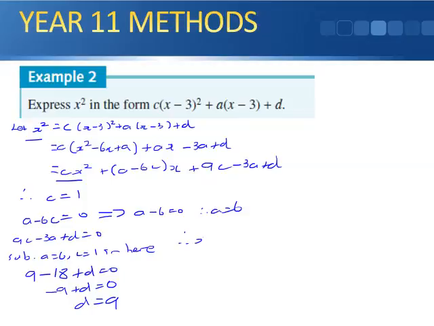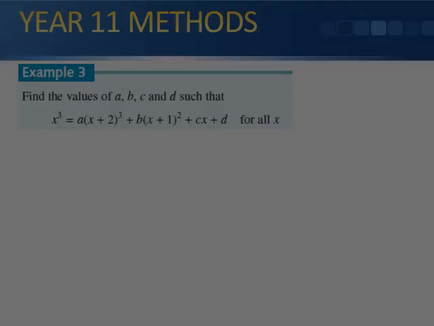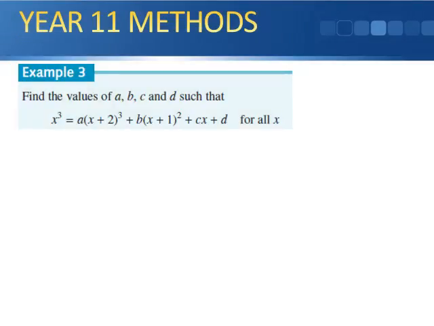Therefore, x squared equals 1(x minus 3) squared plus the a, which is 6, so 6(x minus 3), and my d we worked out to be 9. So we've transformed that.